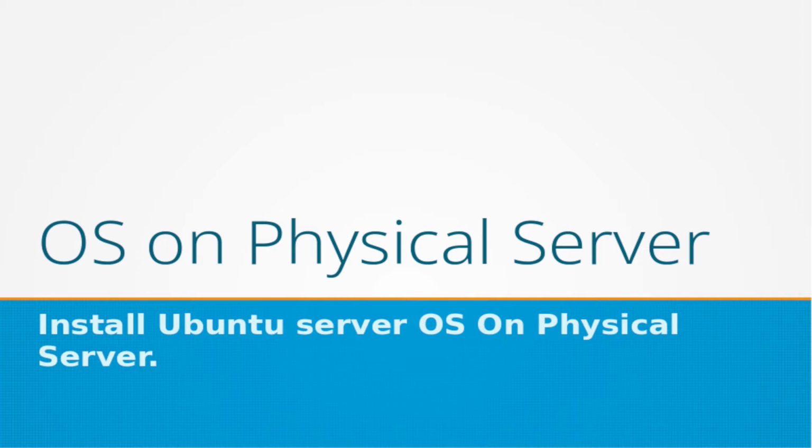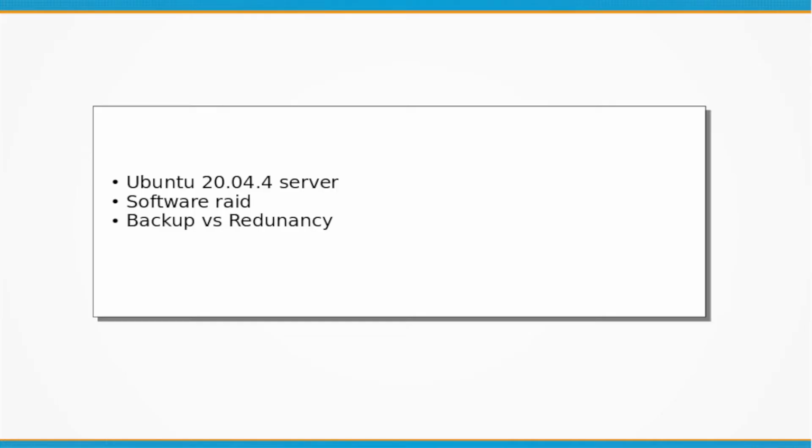Today we're going to install an OS on our physical server. We're going to install Ubuntu server. The version we will be installing is 20.04.4. We will be setting up a software RAID, and we'll talk a bit about a backup versus redundancy.